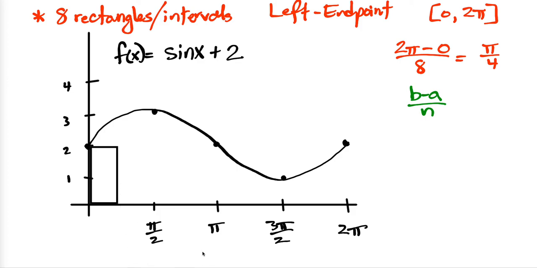Maybe I'll write the area of my first rectangle. My area of the first rectangle is 2 times a width of pi fourths. Okay, whatever that is.